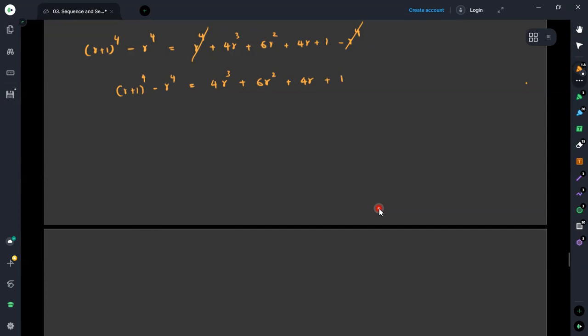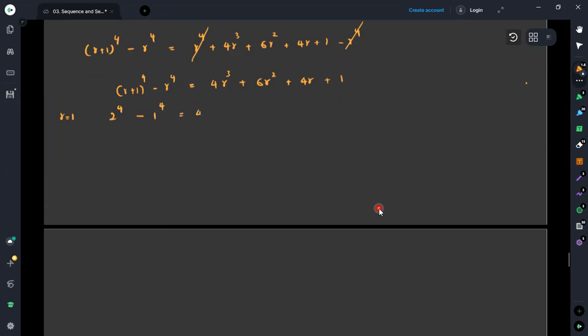Now, following the same procedure that we followed in the previous calculation, we'll start substituting values. We can see that r to the power 3 is there. If we take the summation of these values from 1 to n, we can obtain the quantity necessary for us. Therefore, we'll make the substitutions. First, we substitute r equals 1. Then we get 1 plus 1 to the power 4, which is 2 to the power 4, minus 1 to the power 4.